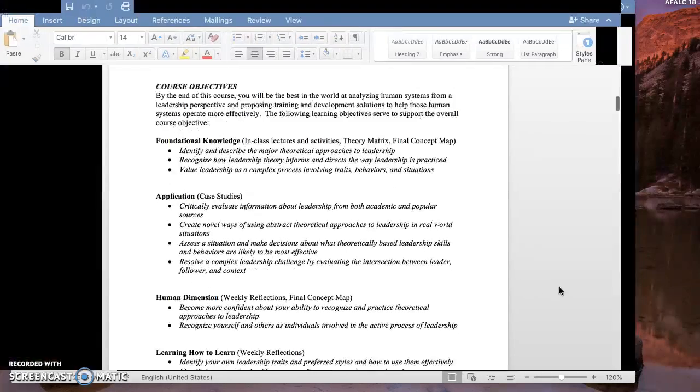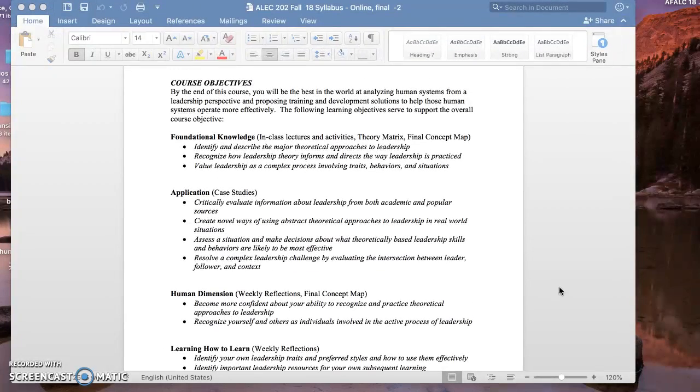Our main objective in this course is that by the end, you are better at analyzing human systems and organizations. And human systems can be families, work organizations, student organizations, any context of a group of people together. So by the end of the course, we want you to be better at analyzing those from a leadership perspective and being able to propose training and ideas for how to improve the leadership so that that organization can operate effectively.